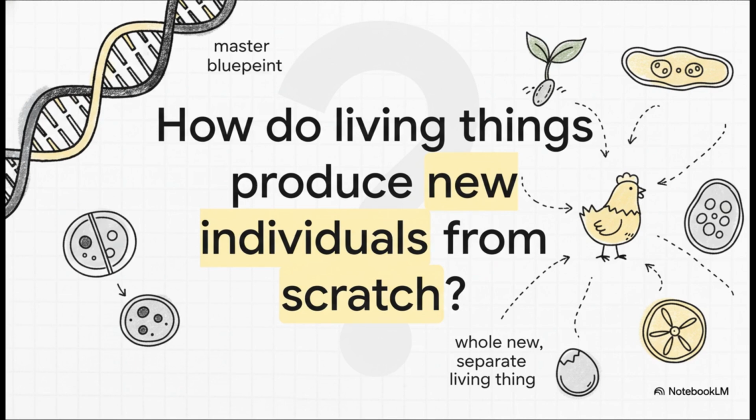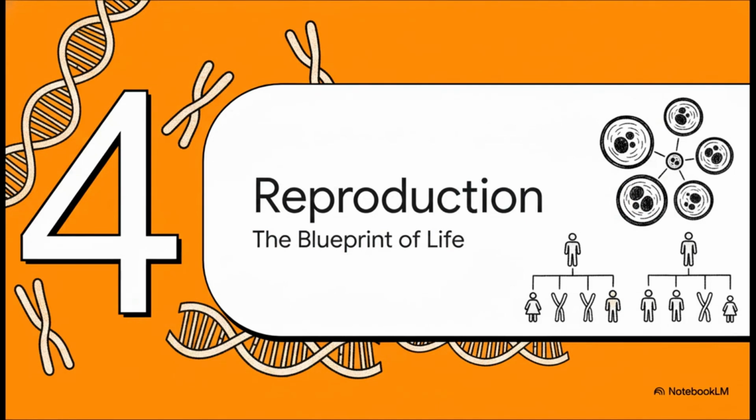Where do the first instructions come from? You know, the master blueprint for building a whole new person or a new plant. And that brings us to reproduction. This is the absolutely crucial process where that genetic code, the master blueprint we were talking about, gets passed on to a new generation. It's how life, well, keeps on going.